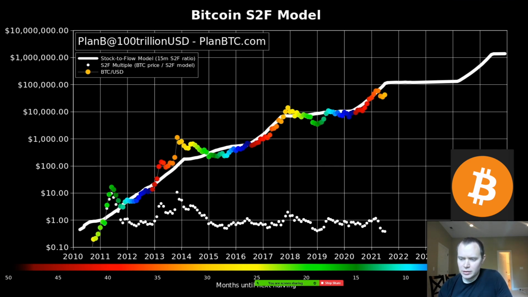Right. I think 100K is certainly, as the stock to flow model shows, possible. It allows for 100K in 2021, but if it doesn't go to 100K by 2021, that doesn't necessarily invalidate stock to flow, right? I mean, we're still right around the line, even if it takes a little bit longer.